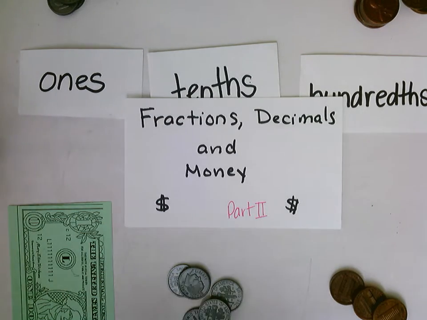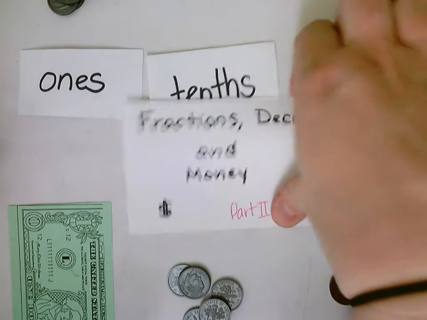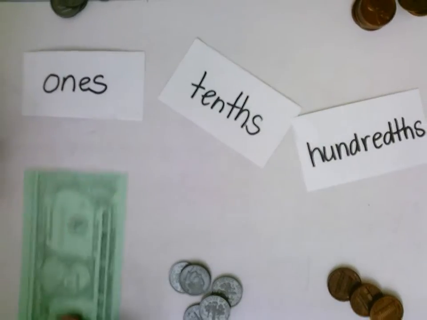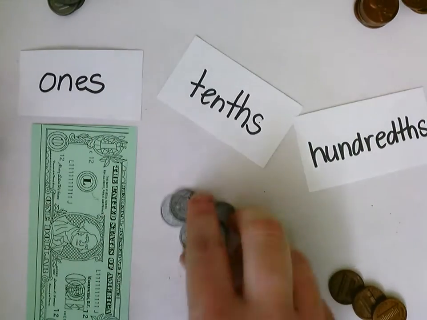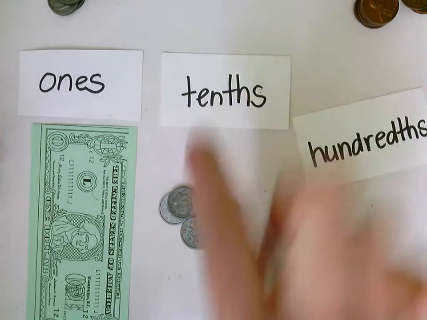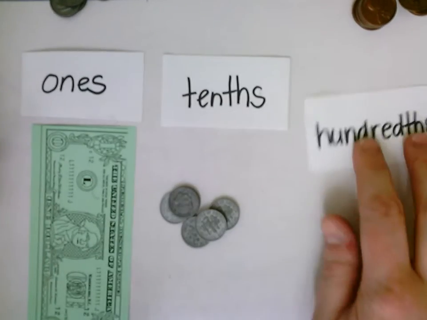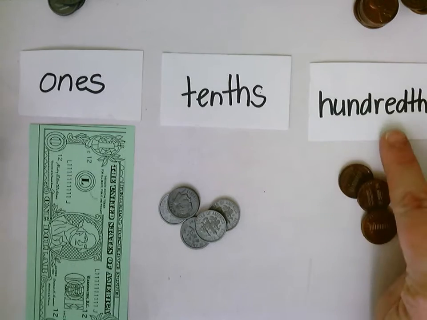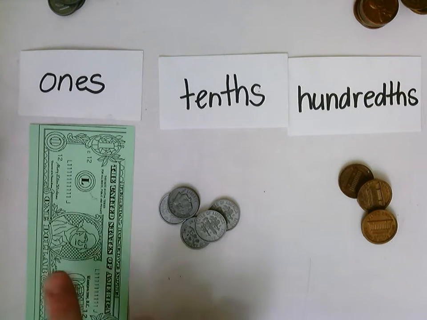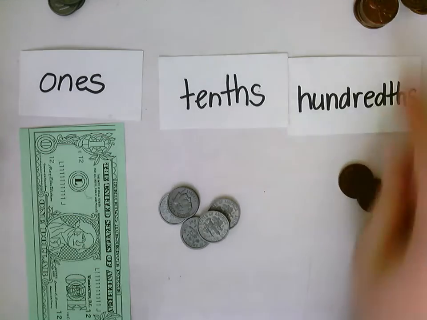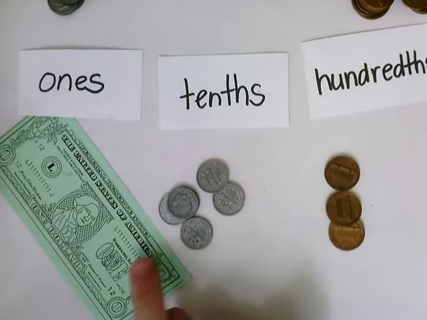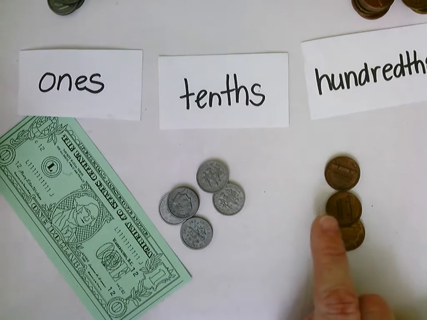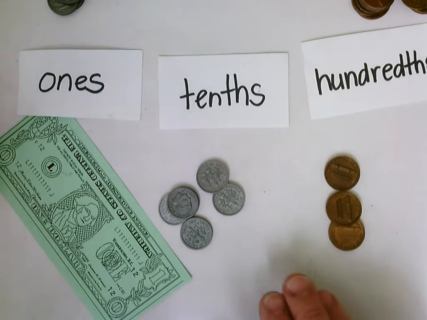Let's take a closer look at fractions, decimals, and money. Okay, so let's think about dollars as ones, dimes as tenths, because 10 dimes make $1, and pennies as hundredths, because 100 pennies make $1. 10 pennies make a tenth. So here I have a dollar amount, or amount of money. Let's see if we can show this amount, write it out as dollars and cents, and then write it out as decimals.